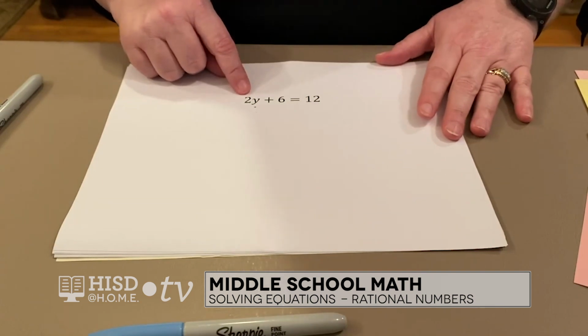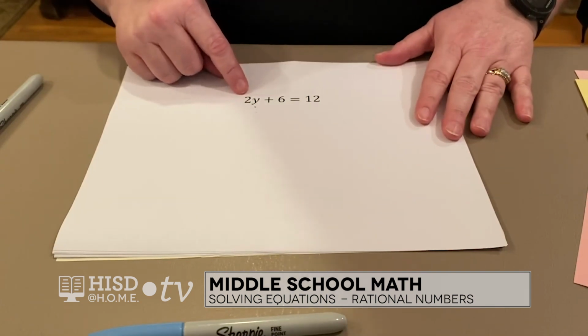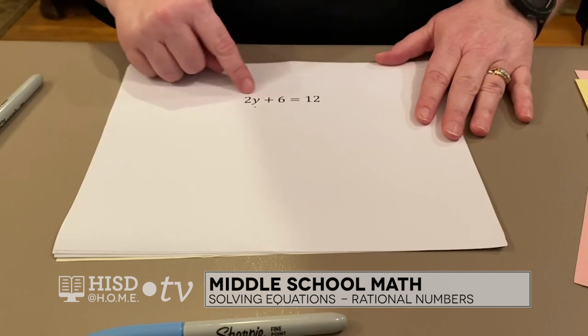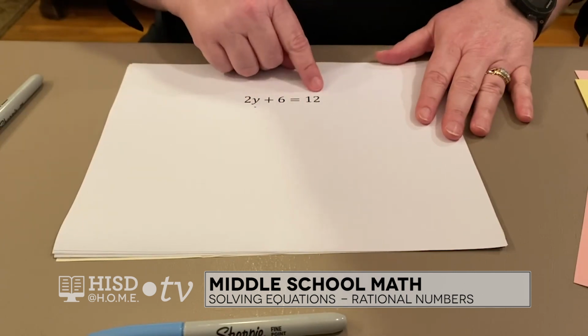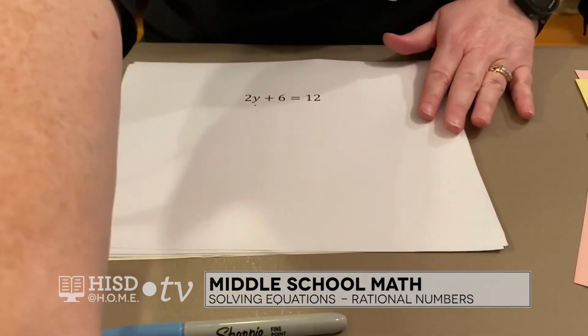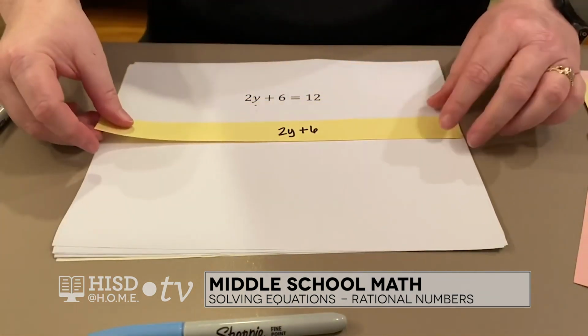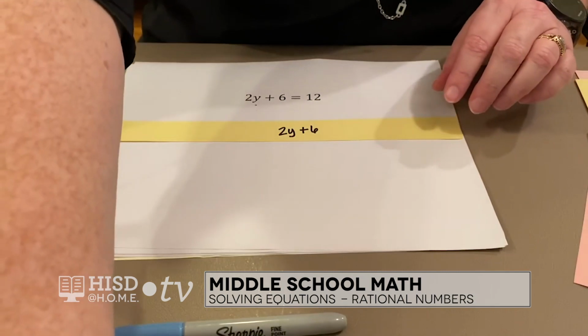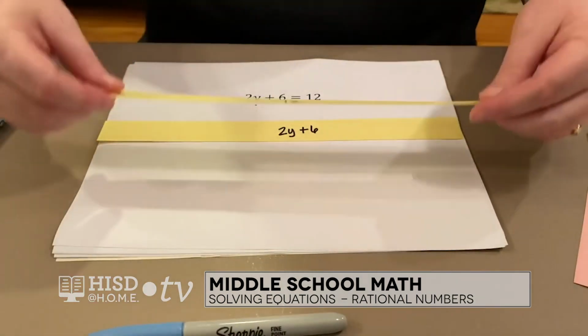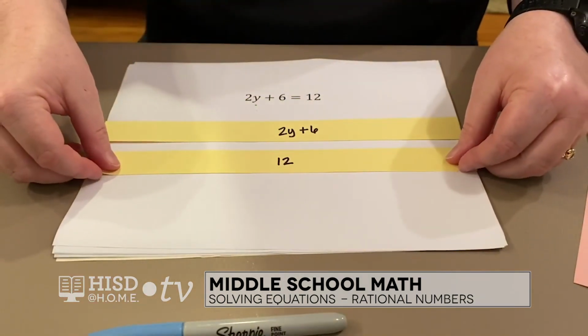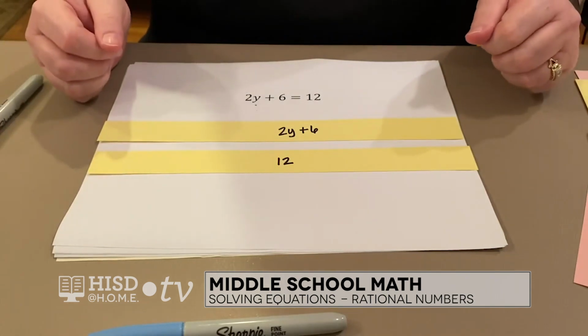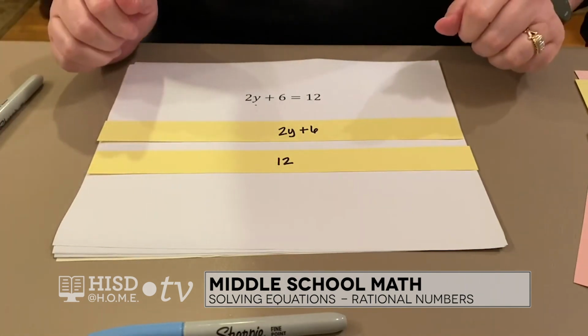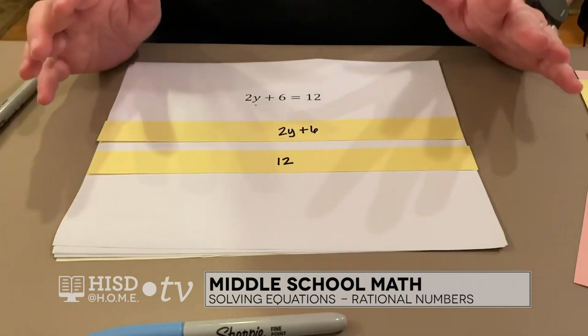So how many bars do you need? Good job. We need 2. We need 1 bar for the 2y plus 6 expression, and I need another bar for the 12. So let me get my bars.